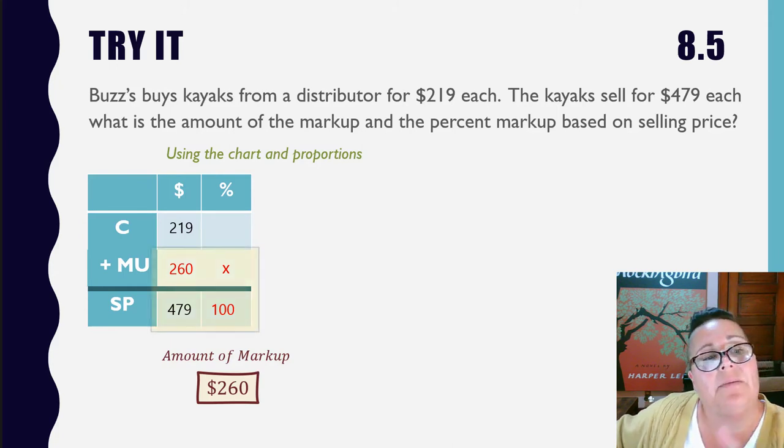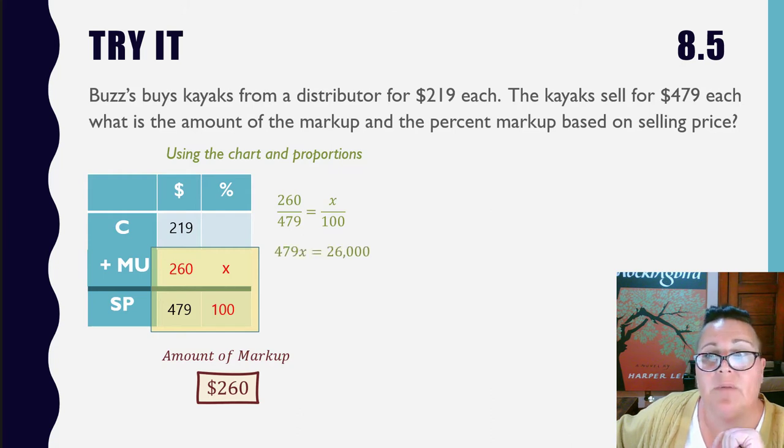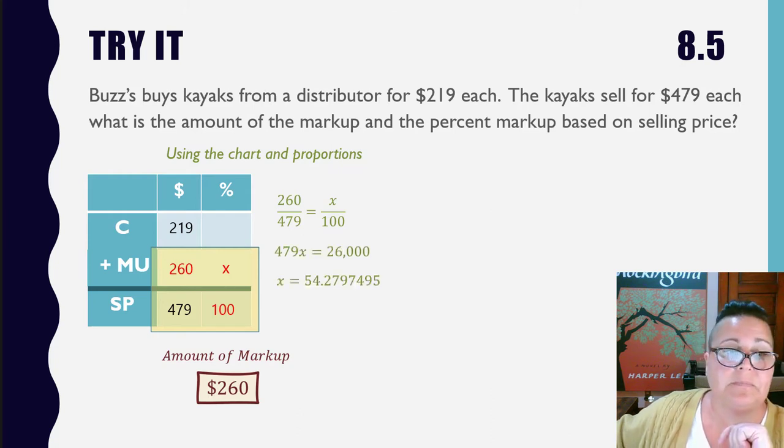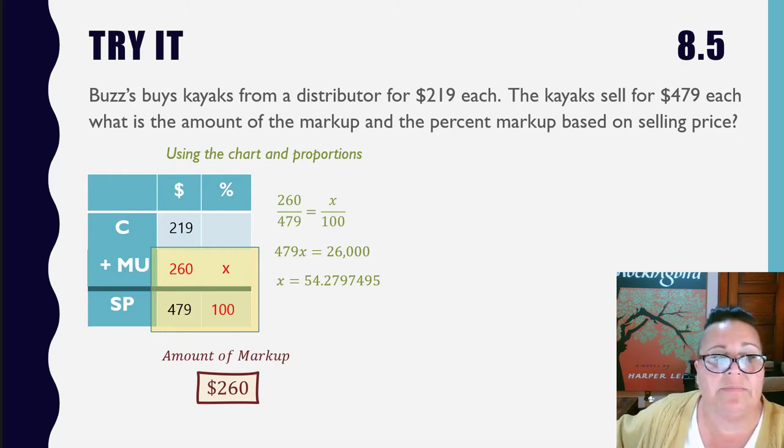I can see that the bottom 4 spaces I can use to set up a proportion. So I can do 260 over 479 is X over 100. I can cross multiply this to get X is 54.2797495, and I've got my value of X.